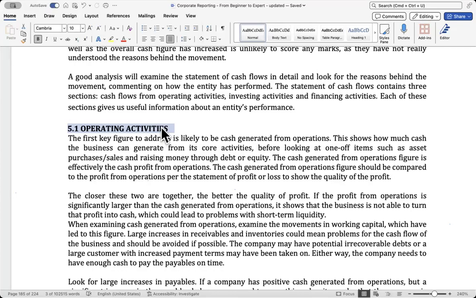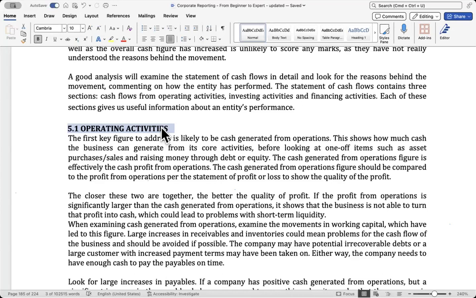That means that profit is just a paper profit. It shows that that profit does not have quality. Because if it does, it should be backed up by appropriate cash flows from operations. That's the first thing.